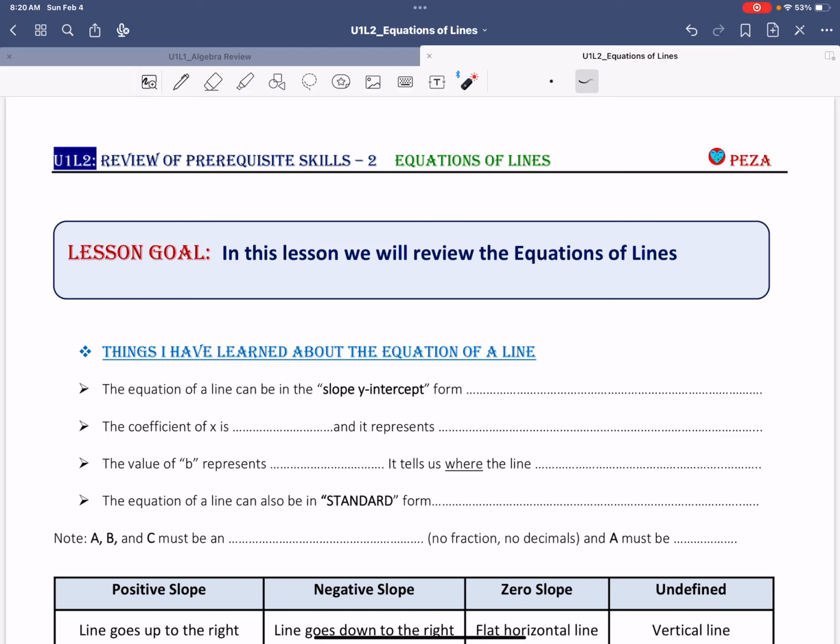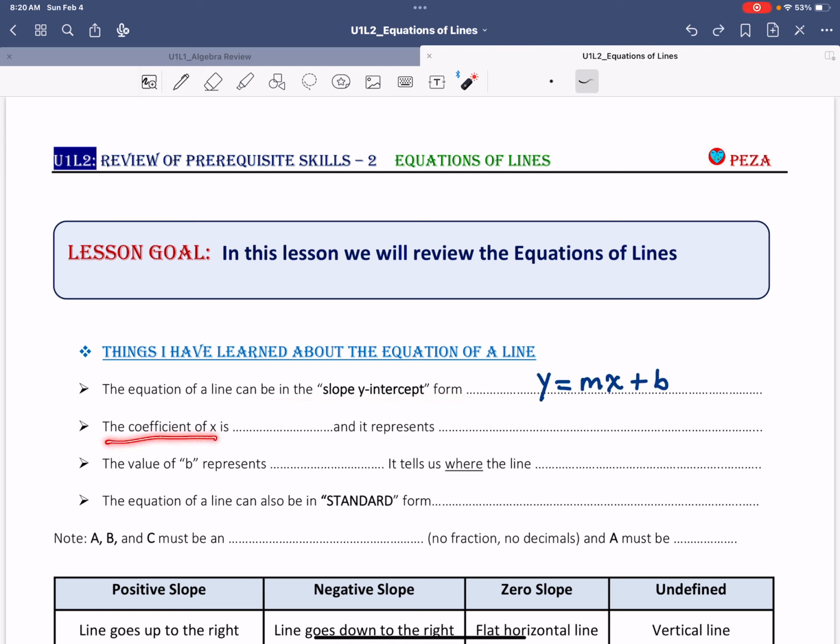In this lesson, we'll review equations of lines. First, let's take a look at some of the things we've learned about the equations of lines in grade 9. Remember that the equation of a line can be in the slope y-intercept form, or y equals mx plus b.